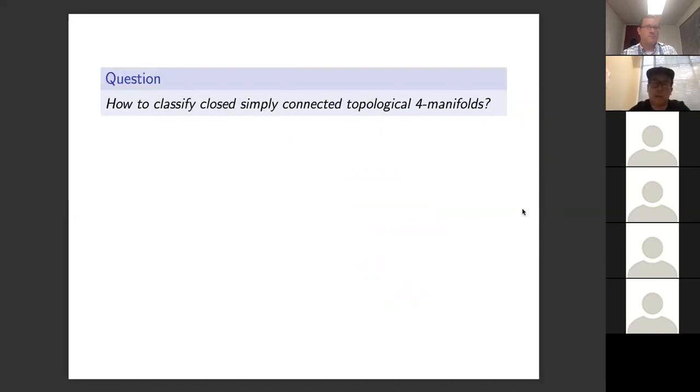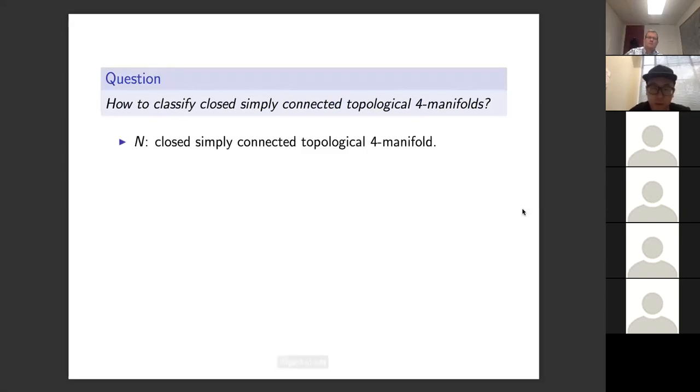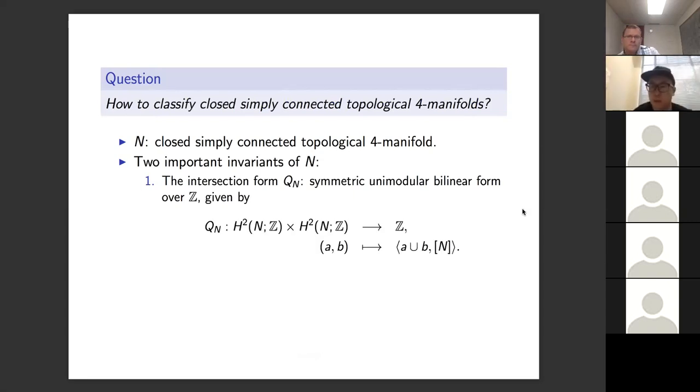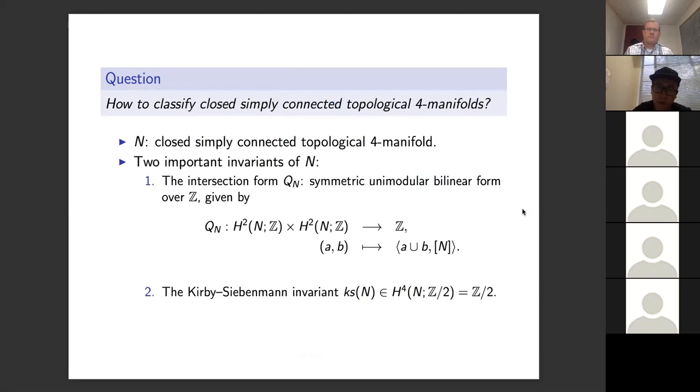A central problem in 4-manifold topology is the following question: how do we classify closed, simply connected topological 4-manifolds? Say N is such a manifold. There are two important invariants of N. One is the intersection form, denoted Q_N. That's a symmetric unimodular bilinear form over the integers given by the cup product. Another important invariant is the Kirby-Siebenmann invariant. That's a cohomology class, an element of the first cohomology of this manifold with Z/2 coefficients, so it's either 0 or 1.